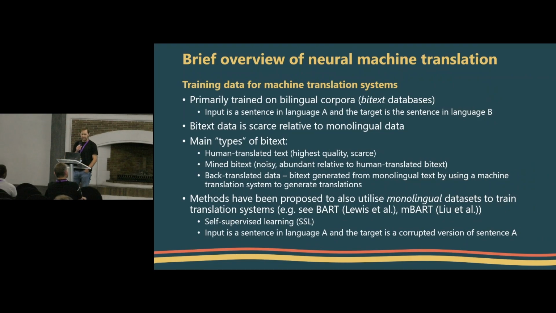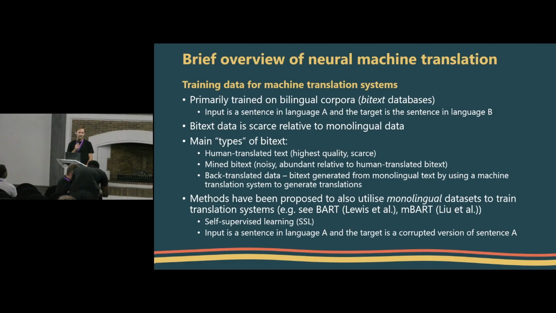Machine translation systems are primarily trained on what's called bitext databases, bilingual corpora. So basically, you have text in one language, and you also have text in the second language, and you feed that into the model to try and learn those relationships from the one to the other. There are different types of bitext available. As you can imagine, it's very scarce relative to the monolingual data that exists on the internet.